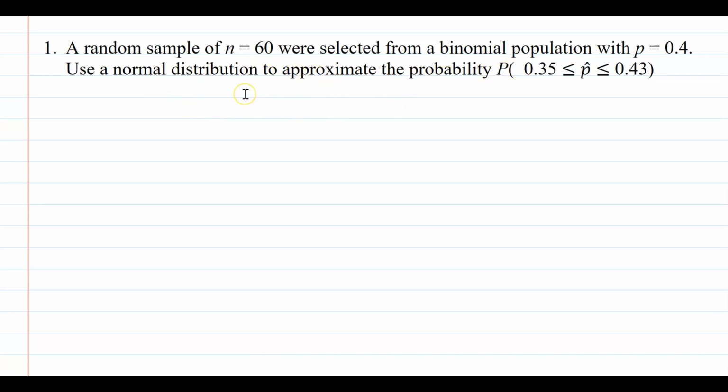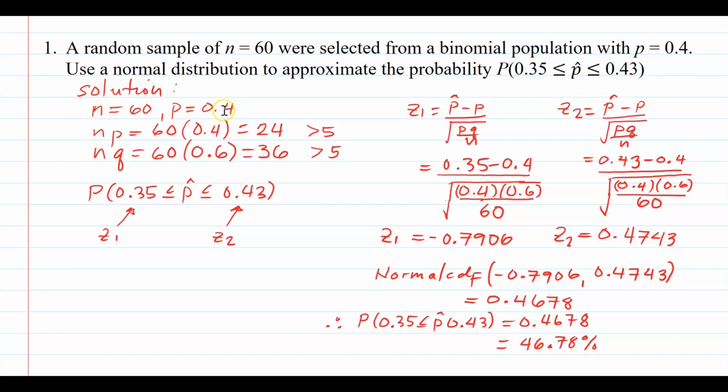So we have to calculate np and nq. Our n is 60, our p is 0.4, and this implies that our q is 0.6. Let's calculate n times p, 60 times 0.4, and this gives us 24, which is greater than 5. Then n times q, 60 times 0.6, gives us 36, which is also greater than 5. Because both np and nq are greater than 5, the use of normal approximation is appropriate to calculate the probability.